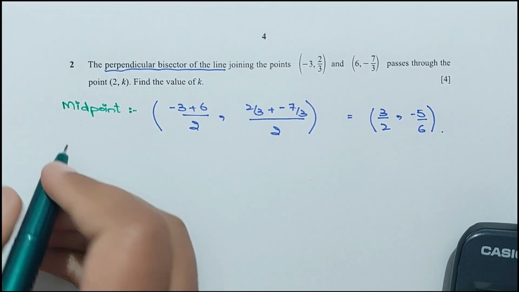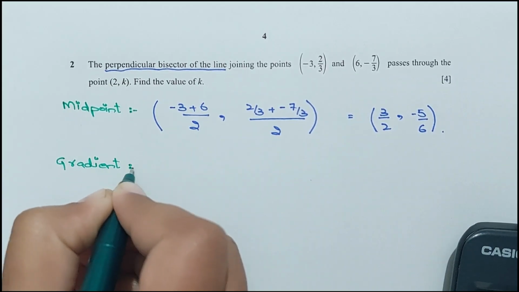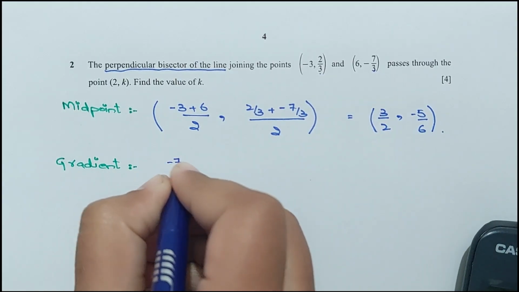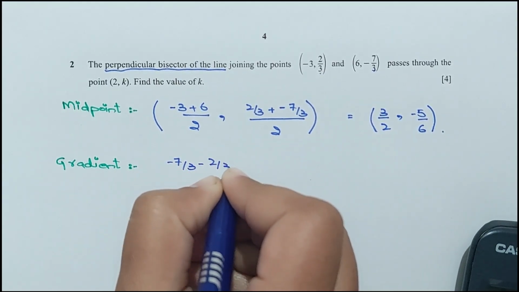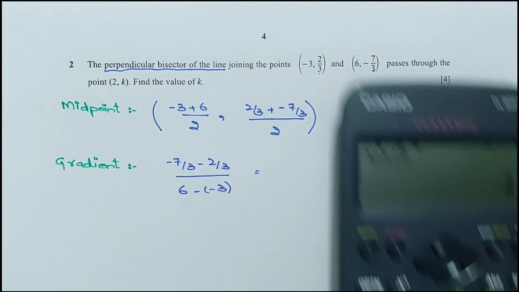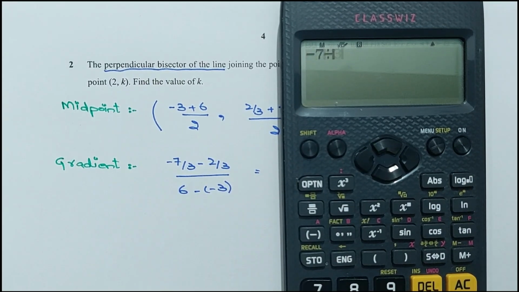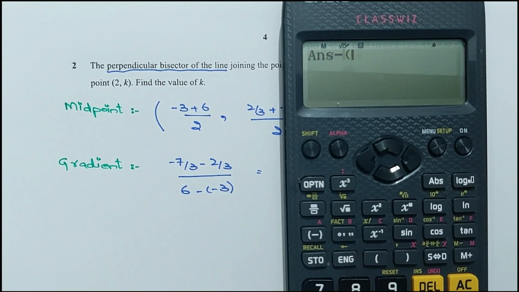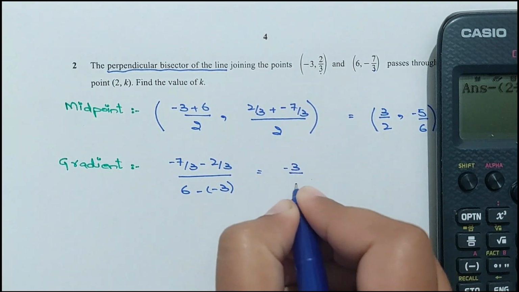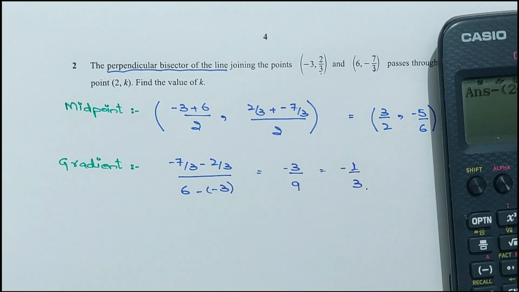Now the next thing we need is the gradient or the slope: y2 minus y1 over x2 minus x1. So this is y2 and this is y1. So y2 minus y1 over x2 minus x1. This should be negative 7/3 minus 2/3 over negative 3 minus 6, that is negative 9 over negative 9... so the gradient is -1/3, right?